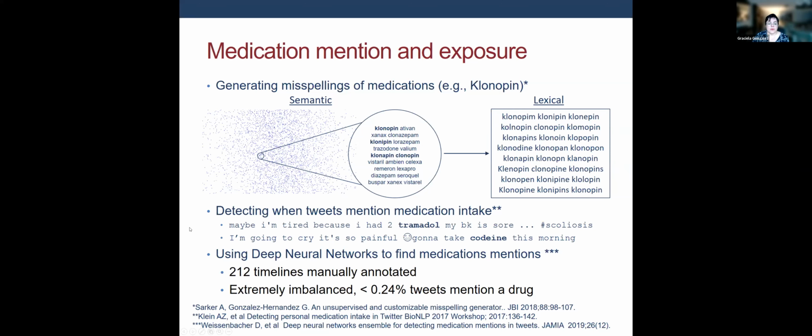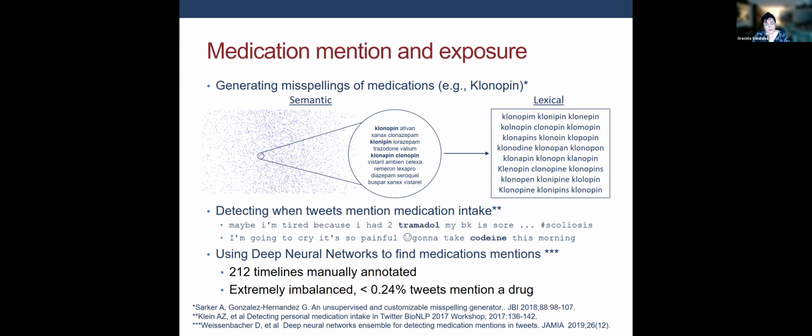And then moving forward, we have this deep neural networks method. This was published also in 2019 to get from the timeline all the medication mentions, as I said, followed by a medication intake classifier. Challenges here: we annotated 212 timelines. This is a tremendous effort to annotate these timelines. On average, it takes 2 hours. So this is 400 hours of work to get 212 timelines manually annotated.